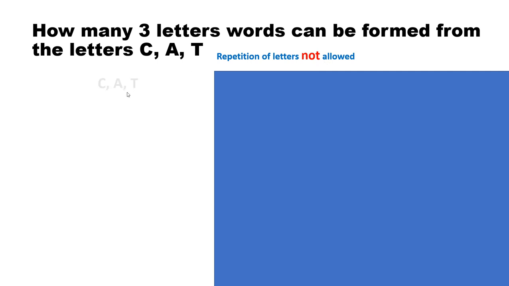Say we write down the letters C, A, T. We are going to arrange these 3 letters in possible ways. So these are the ways in which we can arrange it: CAT, CTA, ACT, ATC, TAC and TCA. So totally we have 6 ways in which we can arrange these letters. And repetition of letters not allowed means we cannot write CCC. So C cannot be repeated, or any of the letters that are here.